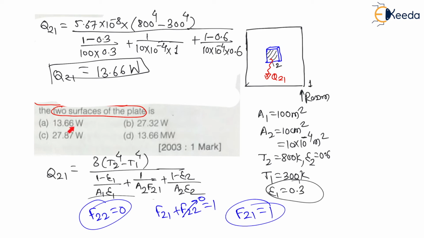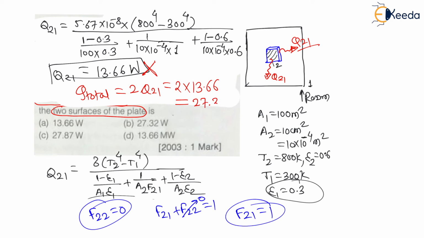But my dear students, this is one of the options. Don't take this answer. This will be the wrong choice. This answer is from one side of the plate only. There is another side, the back side here. From this back side also we get Q2 to 1. Therefore, for the total heat transfer, for Q total, we have to multiply this answer by 2. 2 into Q2 to 1, which is equal to 2 into 13.66, which is equal to 27.32 watt. It will be in watt.